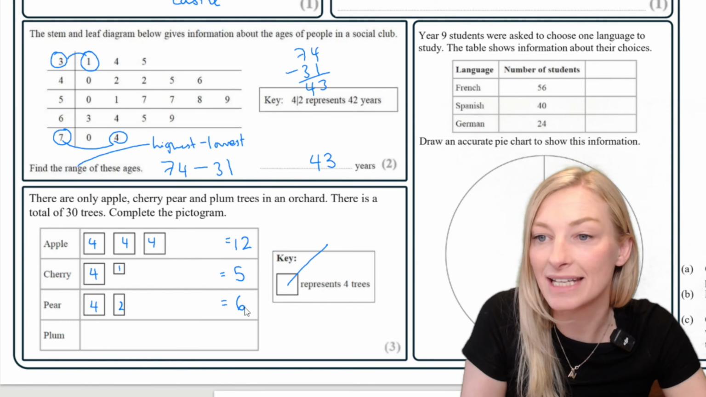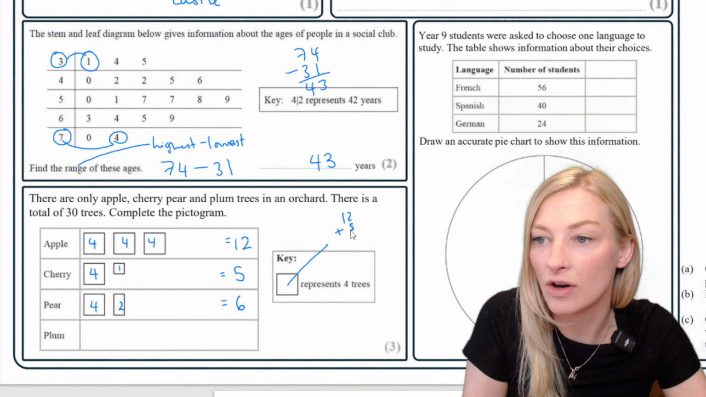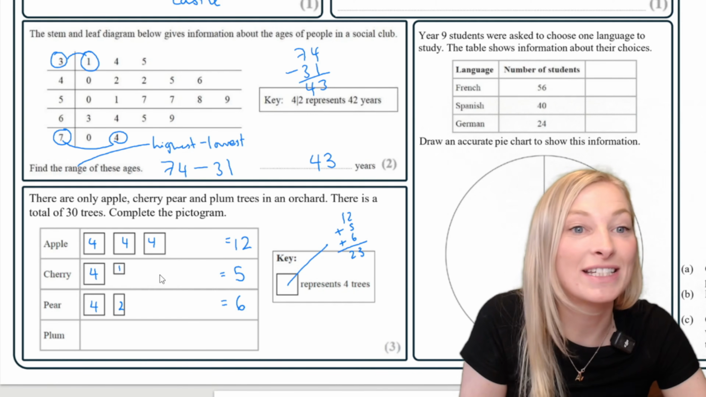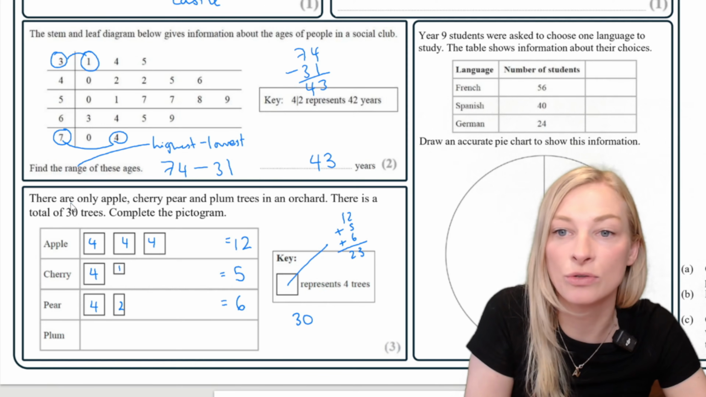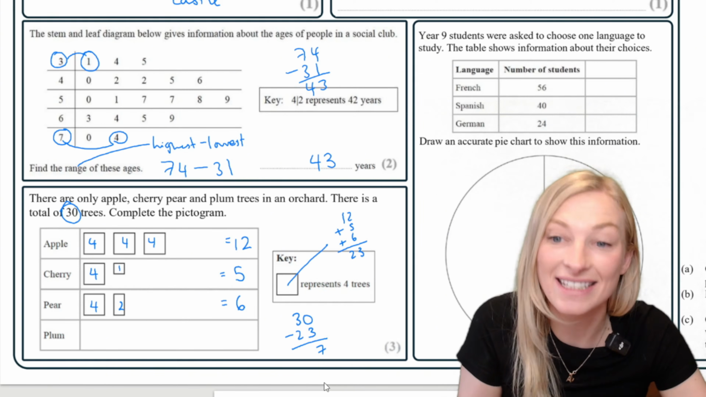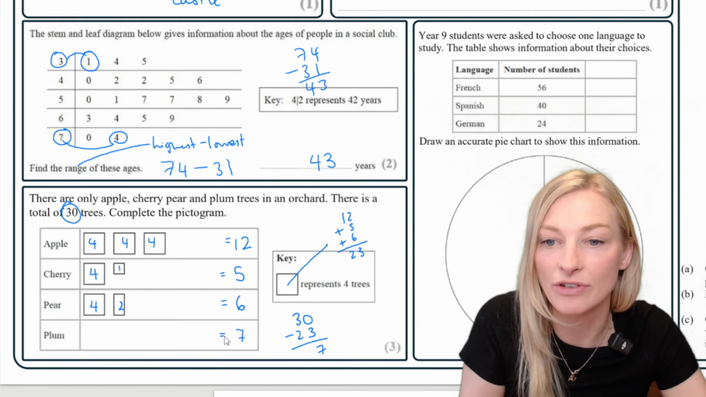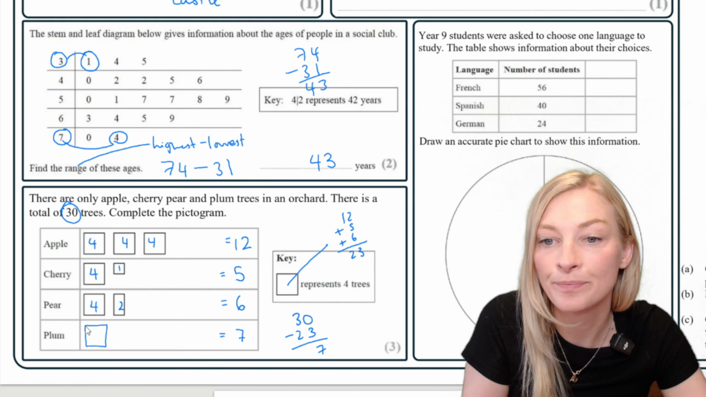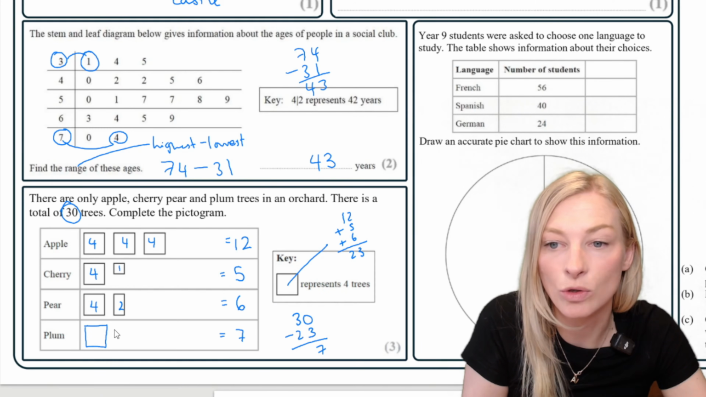Adding all of that together, 12 add 5 add 6 is 23. And that means we've got 7 left. 30 in total. Take away the 23 means that I'm left with 7. And I need to then draw 7 for the plum trees here. So this is 4. And then I need 3 more. And that's going to be a shape like this.